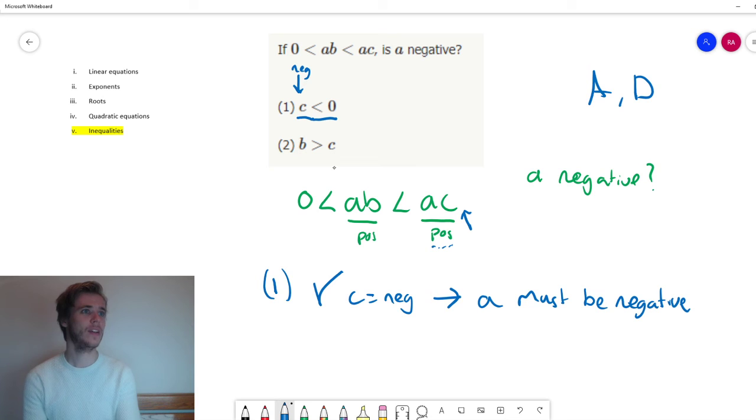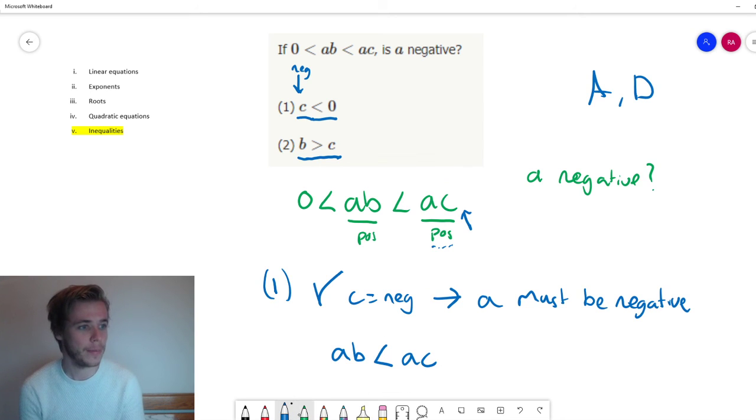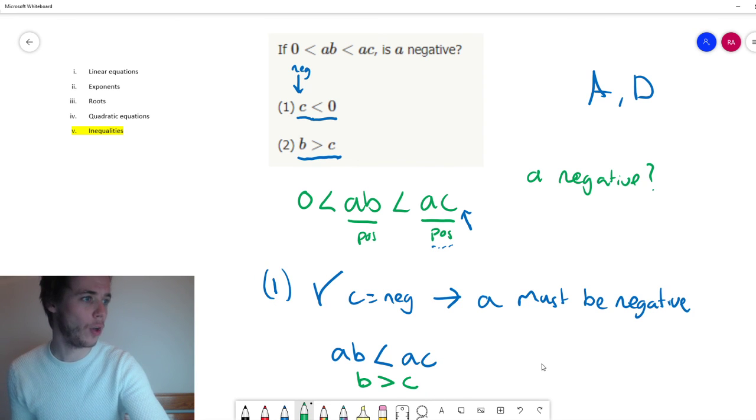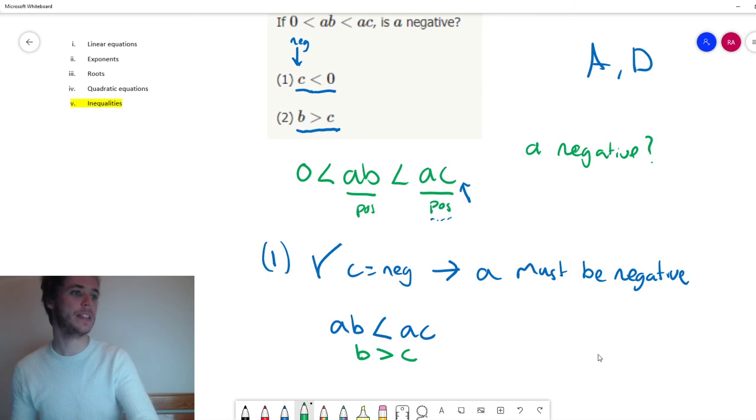The second statement is more tricky. We get the info B is greater than C. However, in the inequality, we get the info AB is smaller than AC. And of course, A is the same on both sides. But here we get B is greater than C. So hopefully you guys can follow what I'm going to say next.